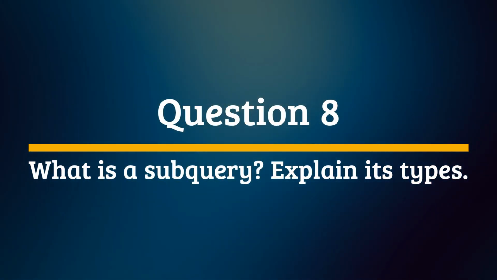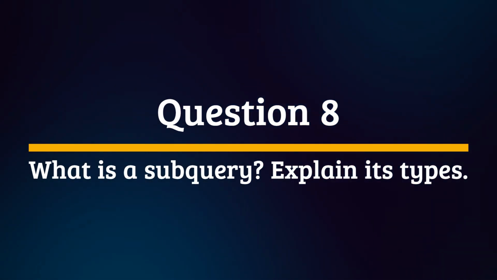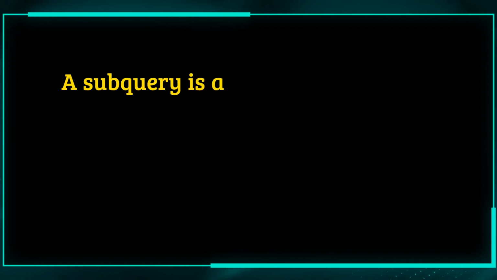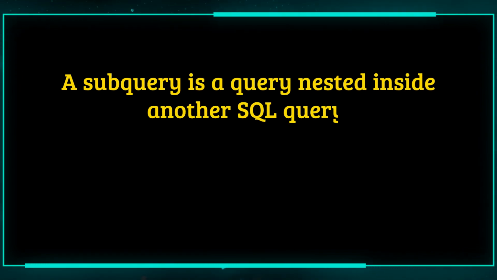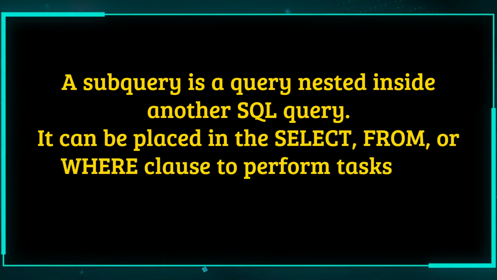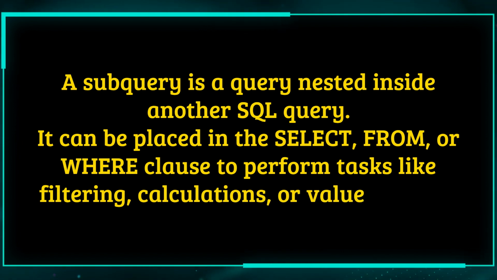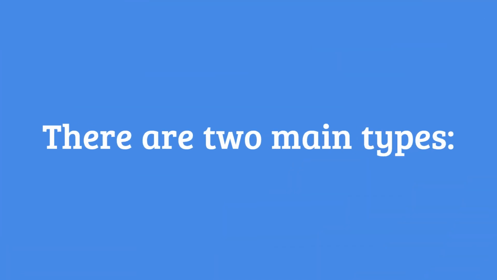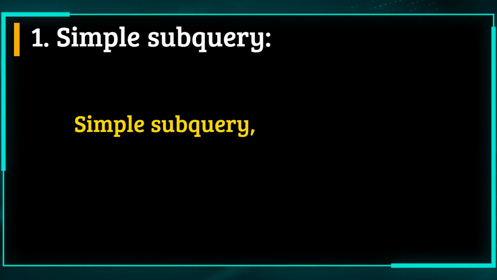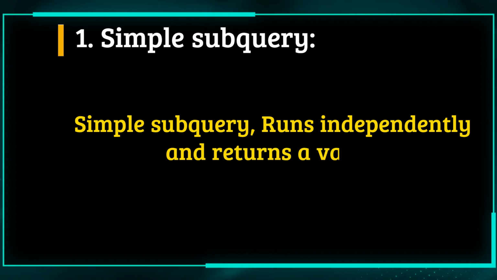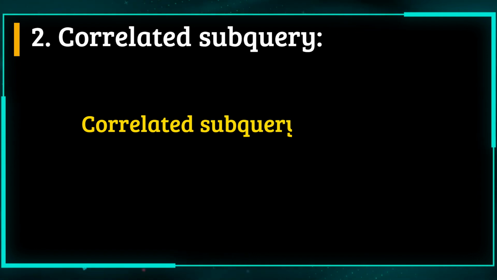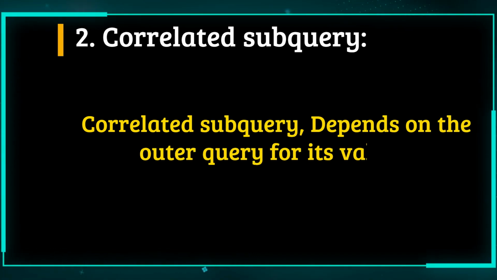Question 8. What is a subquery? Explain its types. Answer. A subquery is a query nested inside another SQL query. It can be placed in the select, from, or where clause to perform tasks like filtering, calculations, or value lookups. There are two main types. 1. Simple subquery. A simple subquery runs independently and returns a value. 2. Correlated subquery. A correlated subquery depends on the outer query for its values.